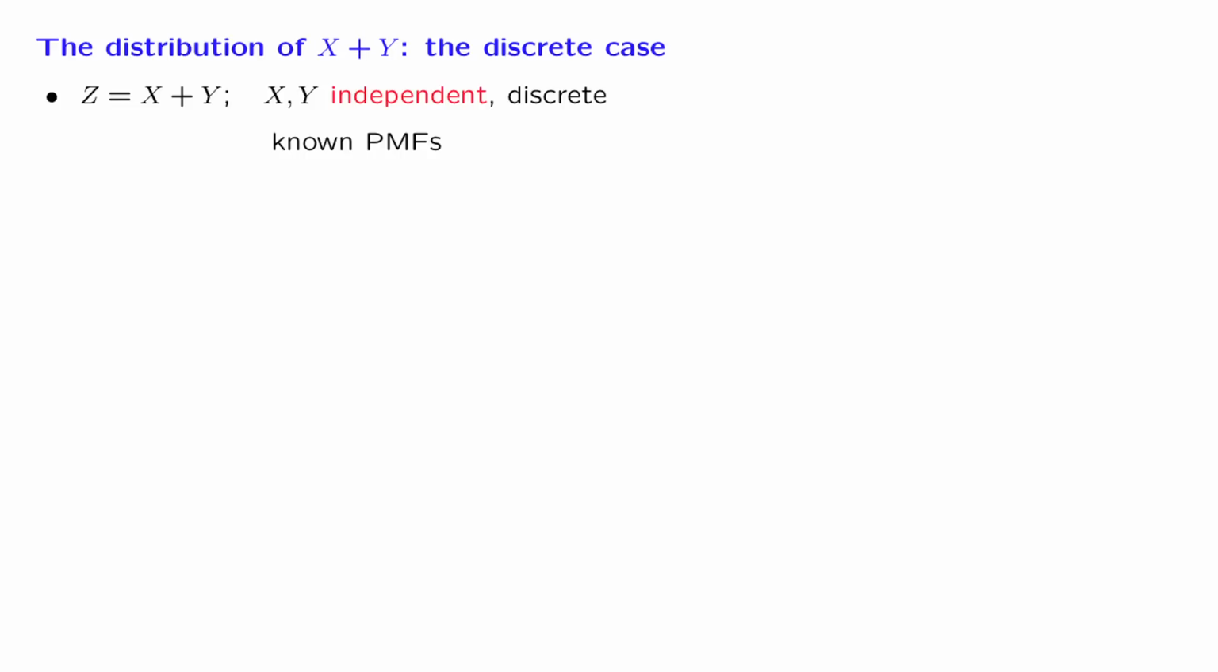The subject of this segment is the calculation of the PMF of the sum of two independent discrete random variables. This is the simplest example of a function of two random variables, a function of the form g of x and y, where the function g happens to be just the sum of the two arguments. This is a very important example because there are many situations where random variables get added to each other. We work with discrete random variables as a warm-up, and later we will consider the case of continuous random variables.